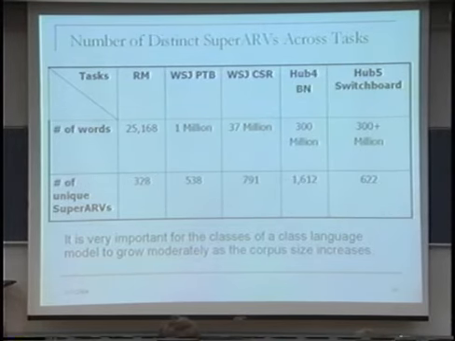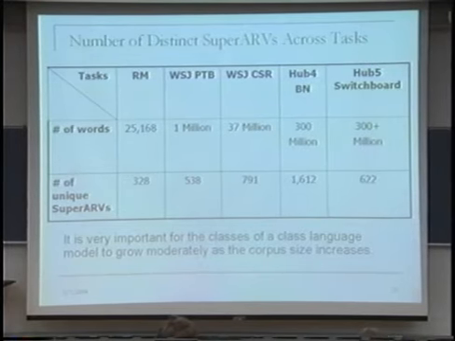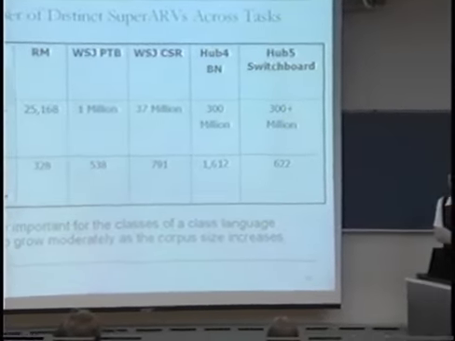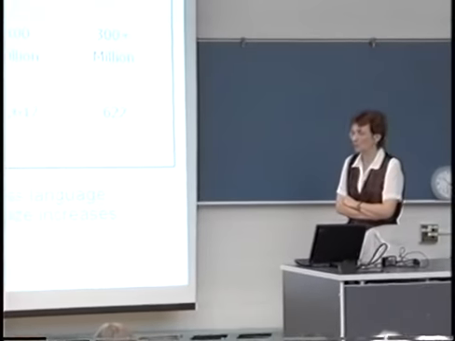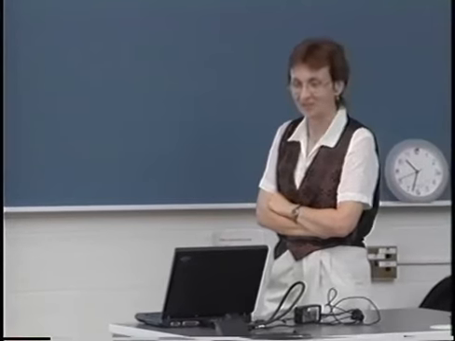Initially, we created a tree bank for resource management by hand. So we began our work with resource management, and there were 328 unique super ARVs for that corpus. Then we scaled up to the Wall Street Journal Penn Tree Bank because everybody had been working on the Penn Tree Bank, and so it was appropriate. We simply created a CFG to CDG converter, and then used that to enumerate the super ARVs. There were 538. We thought that was pretty cool. That's 1 million words.